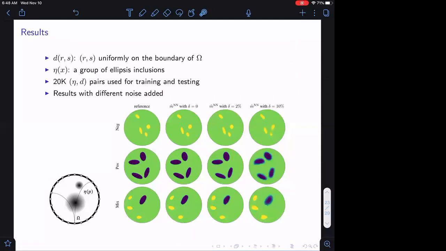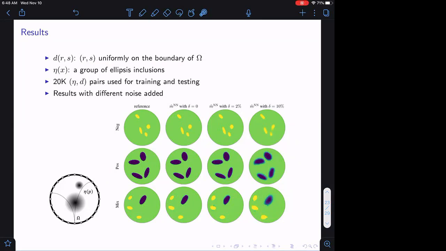Let me just give you one example, and I think this is a good example, not only to show the purpose, but also to show that our network is robust to noise. So here you have the setup I just described. You have the domain, you have the boundary measurement. Again, the R and S, the seismic stations and receivers, are uniformly placed on the boundary of my domain.